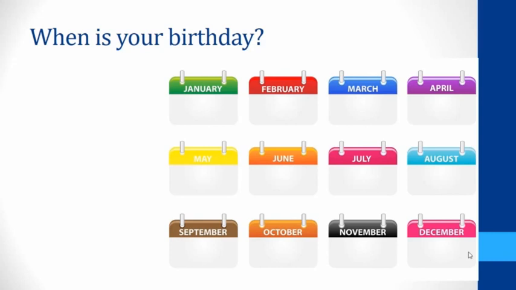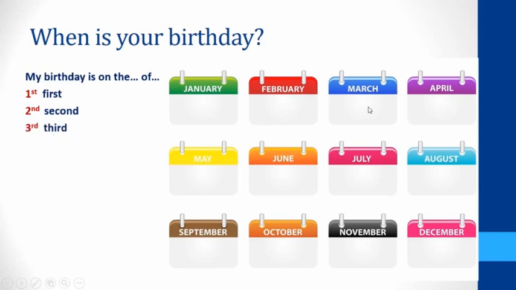For example, my birthday is in September. Okay? A kada hoćemo da kažemo datum, onda kažemo my birthday is on the, for example, 1st, prvog, the 1st of February, prvog februara. Or on the 2nd of March, 2. marta, or on the 3rd of April, 3. aprila. Okay? These numbers are ordinal numbers.